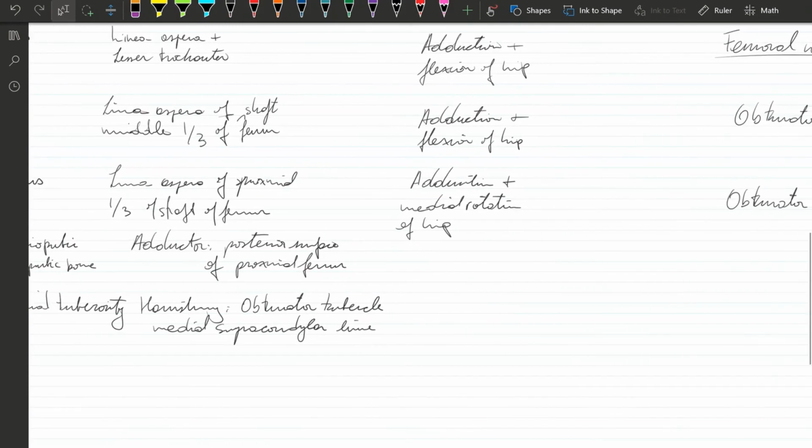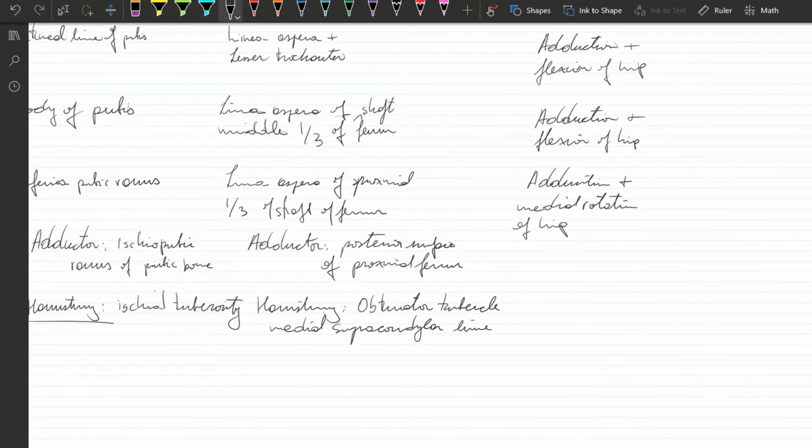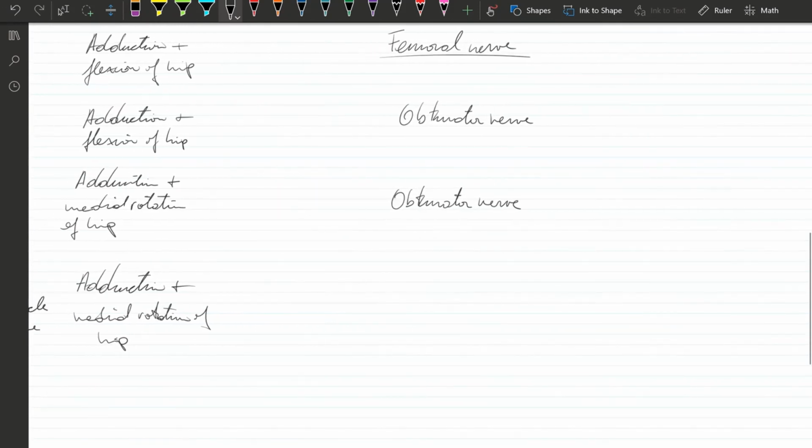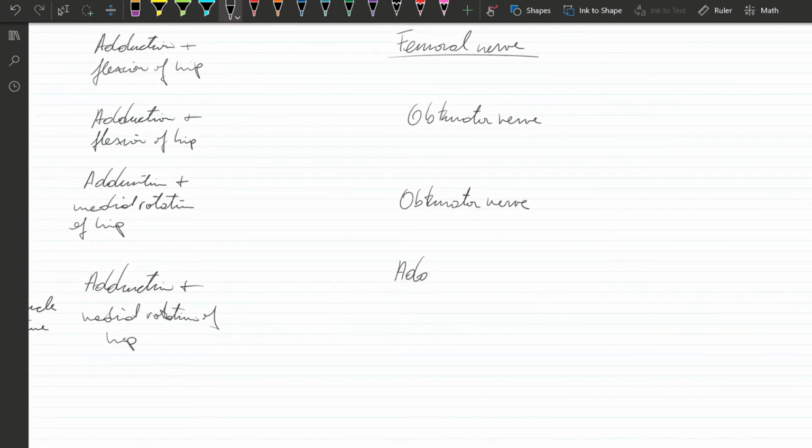They're going to induce the same action as the adductor brevis, which is adduction and medial rotation of the hip. Its innervation is going to be a little bit different because they're coming from both. The adductor is going to have one and the hamstring is going to have one, and they're not the same, because the adductor is going to be innervated by the obturator nerve, whereas the hamstring is going to be innervated by the sciatic nerve.